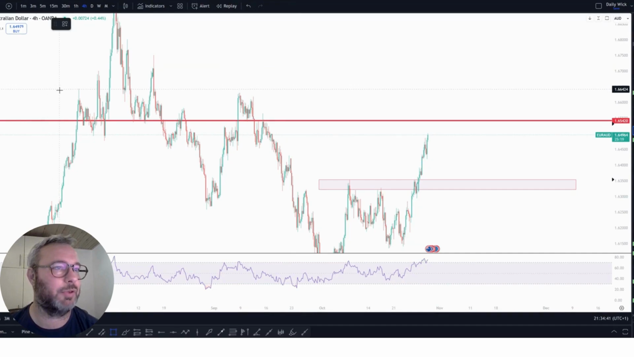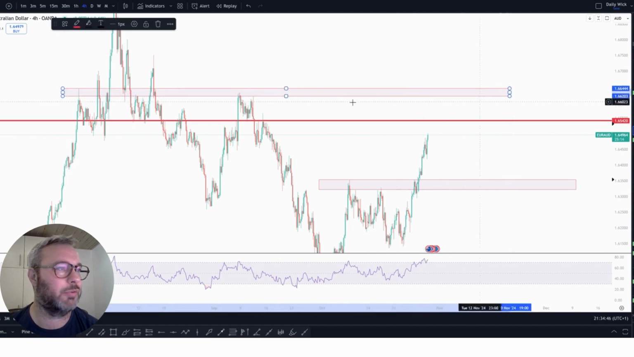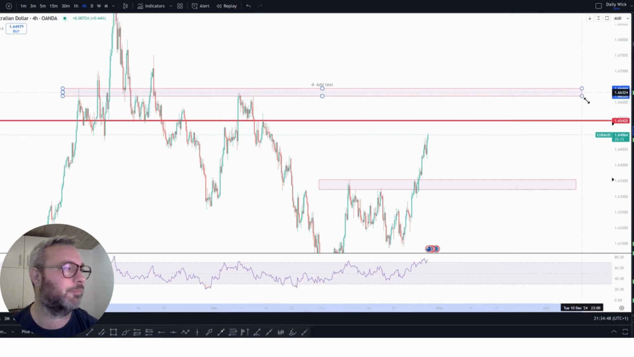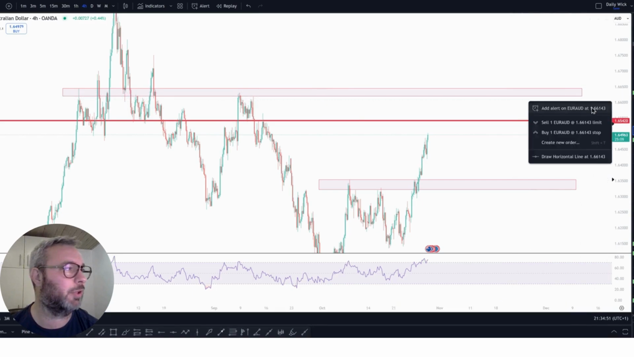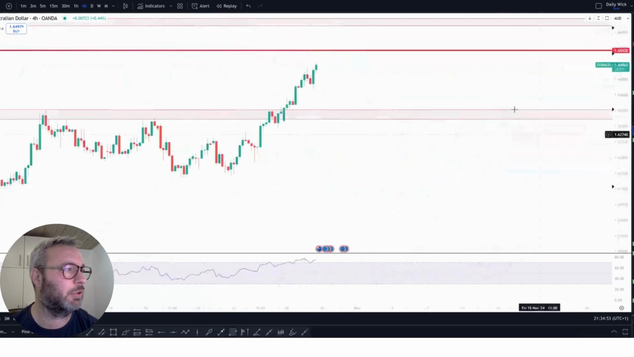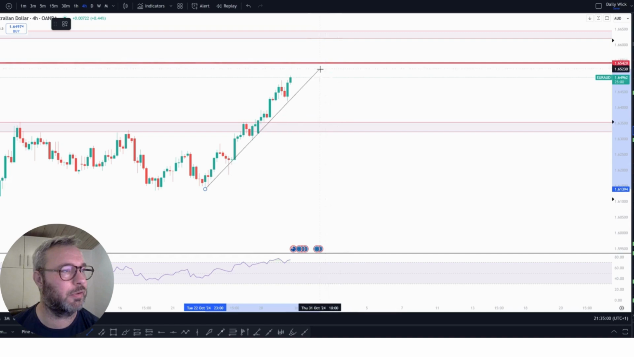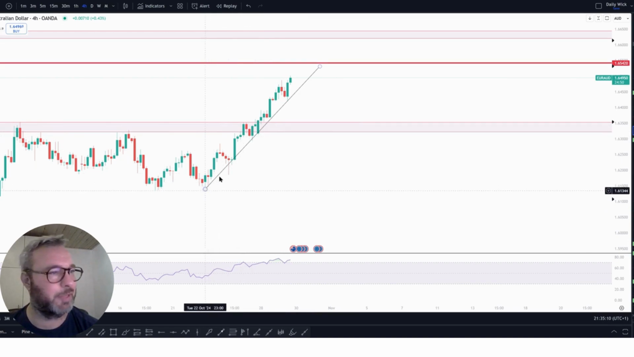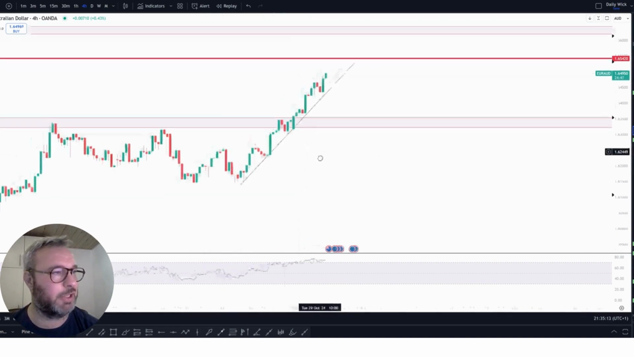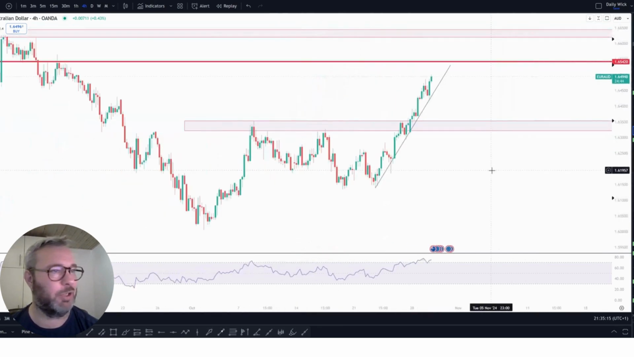I have a box from this pivot point, this wick, down to this one here. That will also get an alert. And then the last trend line, something like this. Again, you can see this here is fine for me. It's not so important that the price has reacted exactly from the trend line. In my experience, it really doesn't matter.